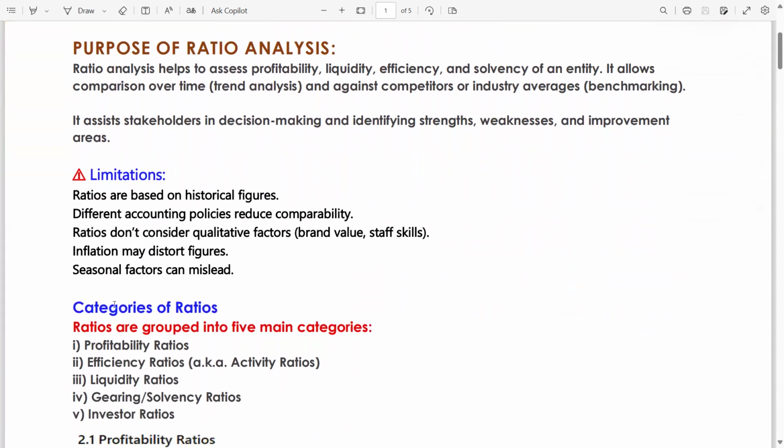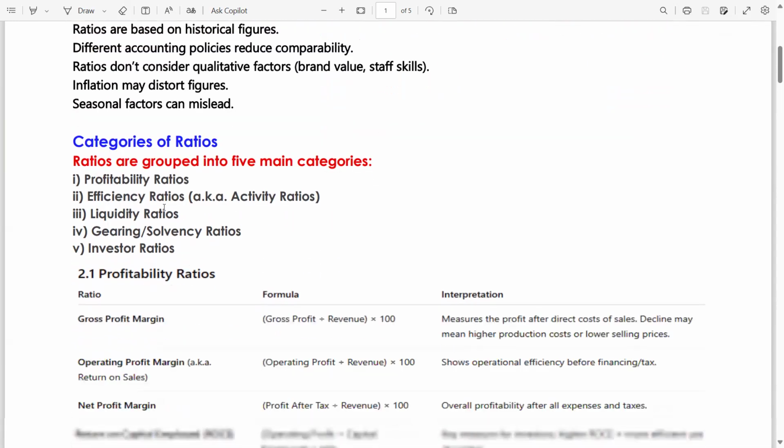Now, there are a few limitations. Ratios are based on historical figures. Different accounting policies reduce comparability. Ratios don't consider qualitative factors, such as brand value and staff skills. Inflation may distort figures. Seasonal factors can mislead. So these are the limitations which you should be skeptical about when solving your ratio analysis and interpretation question.